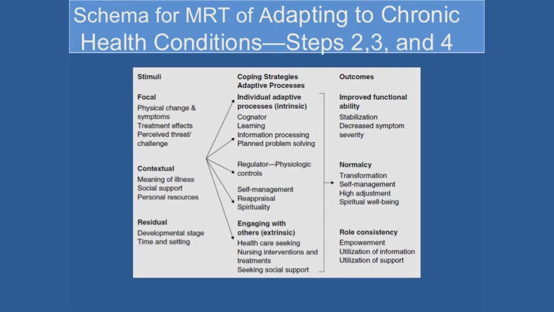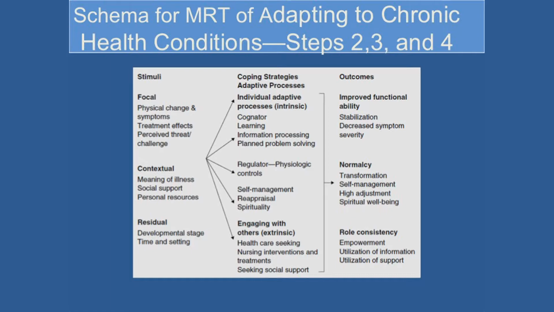And in this set of studies, what we found were the ones that are at the individual adaptive processes. The Cognator included learning, information processing, problem solving. The regulator had physiologic controls, self-management, reappraisal, and spirituality. Engaging with others were extrinsic, health care seeking, nursing interventions and treatment, and seeking social support.